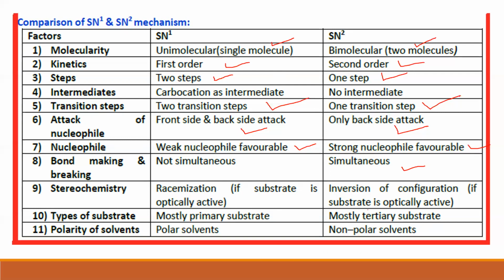Then polarity of the solvents. In SN1, I need to have a polar solvent. In SN2, I need to have a non-polar solvent. So these are some of the points that we discussed, and these are the points that differentiate between SN1 and SN2 mechanism. Clear?